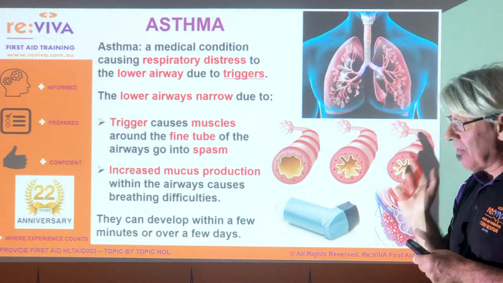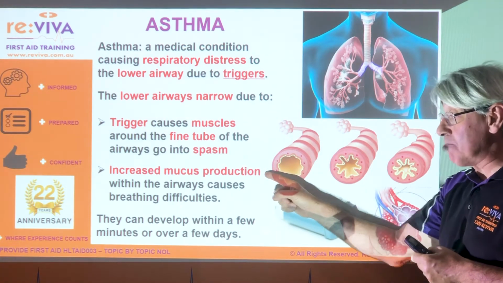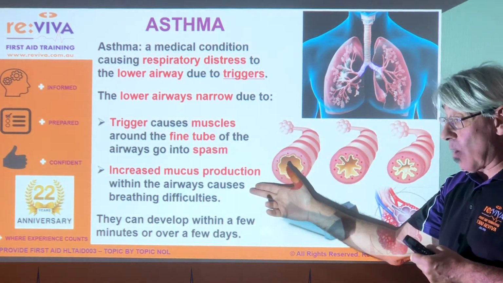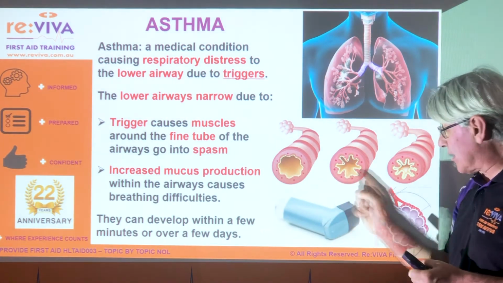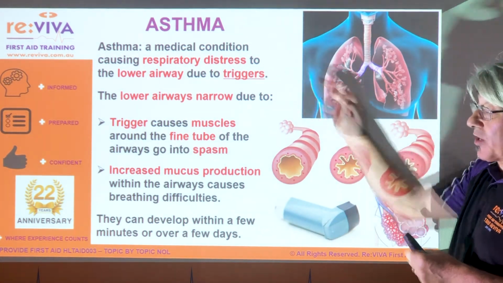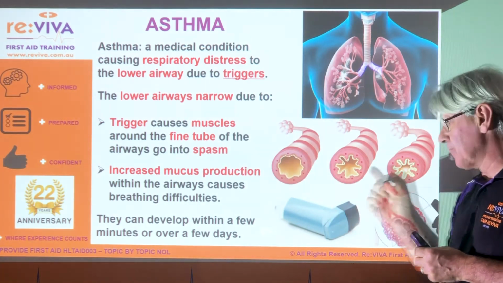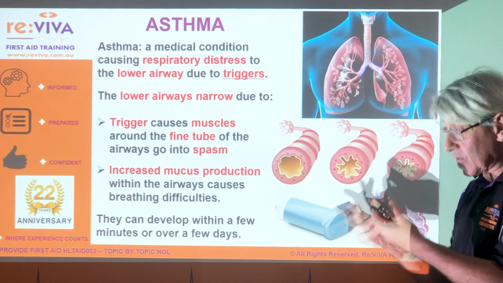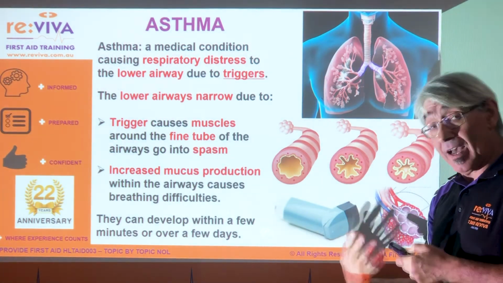Now, the other thing that develops due to these triggers is an increase in mucus production within the airways, also adding to difficulty in breathing. This is represented by the yellow. So these triggers do two things: they cause the muscles to spasm and then a build-up of mucus. Now, this can develop within a matter of minutes or over days.